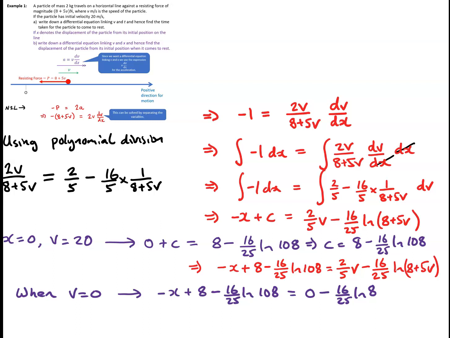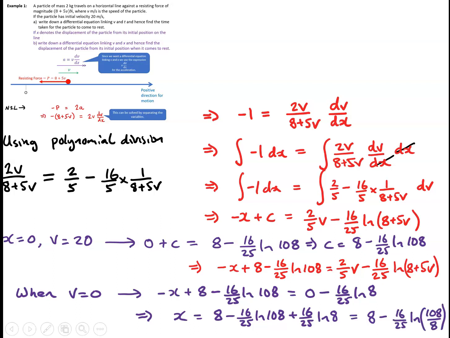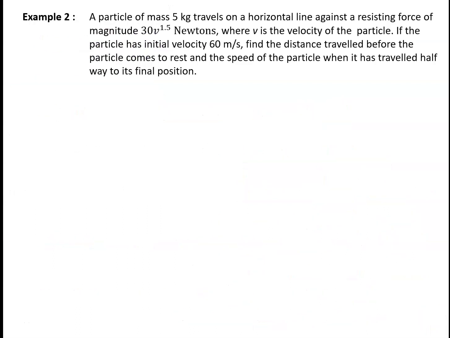So, if we make x the subject of that, we're going to end up with x equals 8 minus 16/25 log of 108 plus 16/25 logarithm of 8, which we can rewrite as 8 minus 16/25 of the logarithm of 108 over 8. Now let's move on to our second example.